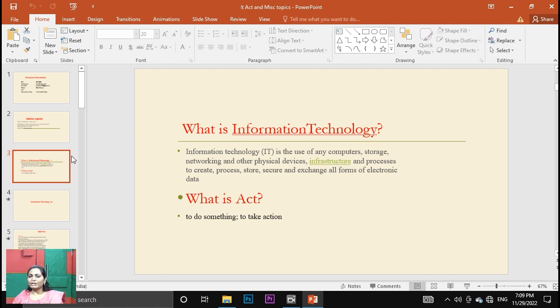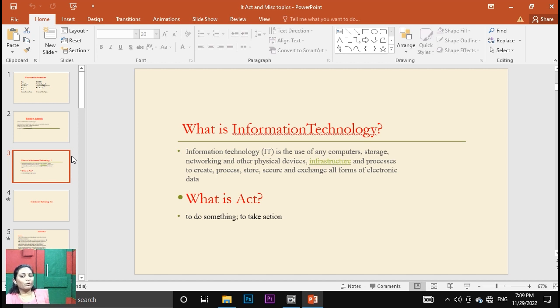We know that digital data or electronic data is in the form of zeros and ones, that is binary data. All the data stored in the computer machine is in the form of zeros and ones. That data is called digital data or electronic data. And what is the use of information technology? It is used for computers, storage, networking, and to create, process, store and secure, exchange all forms of electronic data.